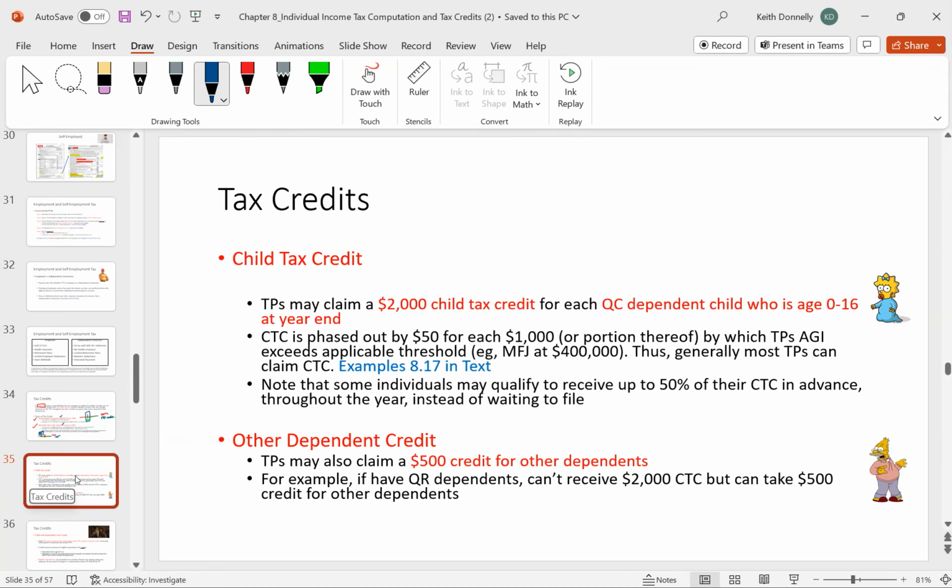And when we're talking about credits, let's see what are some of the common credits available. Well, the first one here is the child tax credit. Essentially, this is going to be $2,000 for each dependent child you have. The phase out here, you're getting pretty high, $400,000. So most people are going to qualify for this. In distinction, if you have other dependents, like a qualifying relative, you get a $500 credit for them.